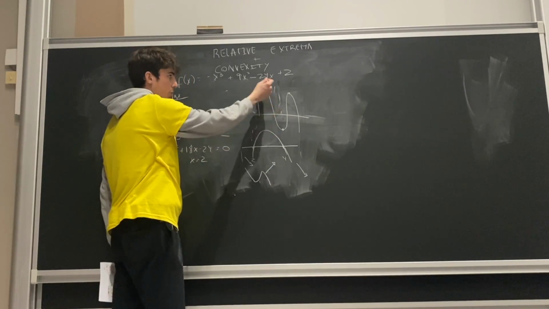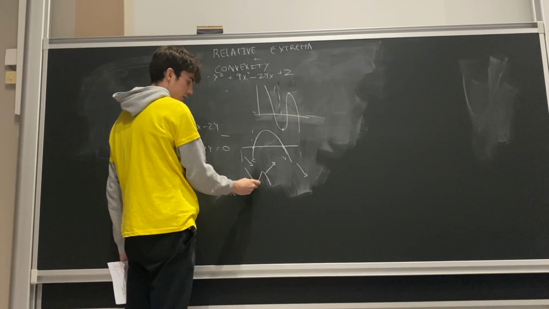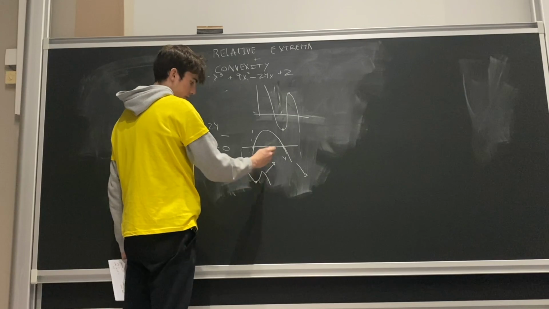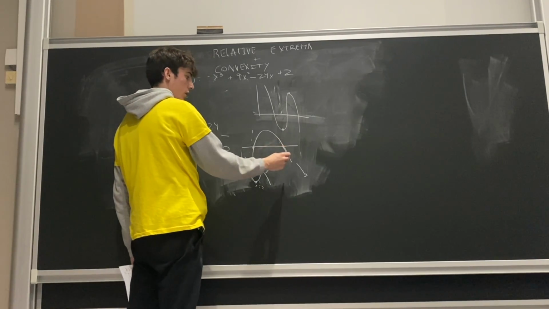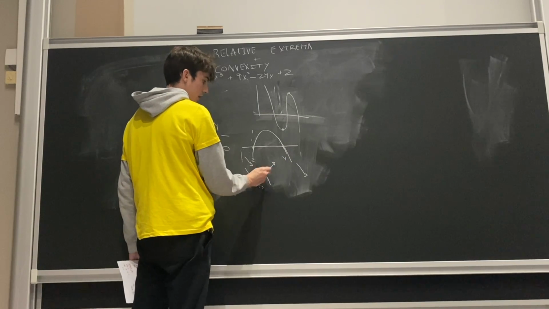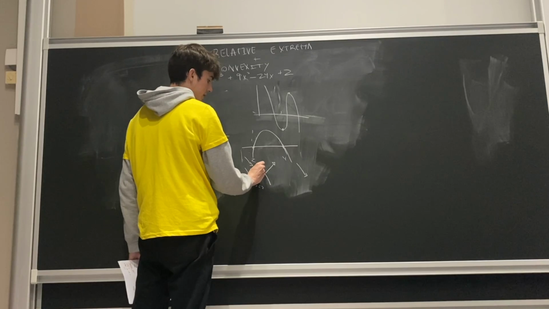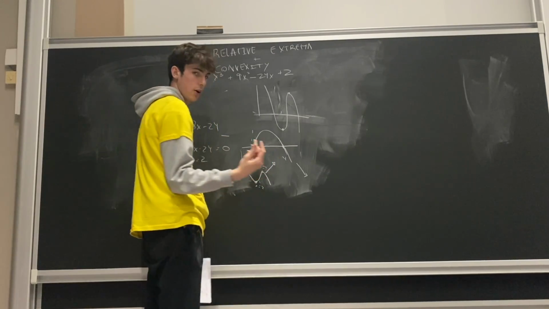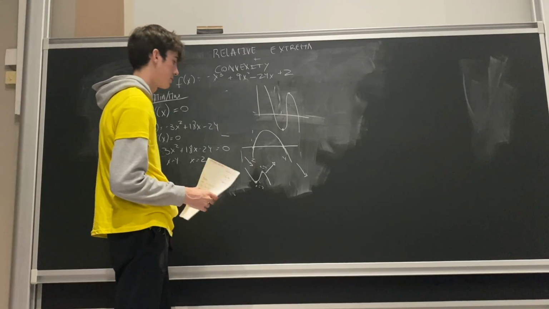So this is exactly what we have here. At point 2, we have a minimum, because it's decreasing and then increasing again. So this is x equals 2. And for x equals 4, it's increasing and then decreasing again, meaning x equals 4 is a maximum. Okay, so this is how we find maximums and minimums.